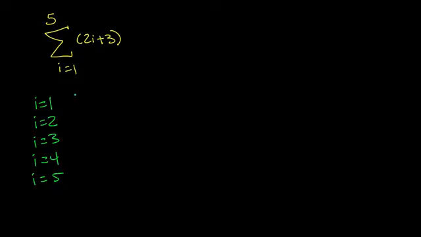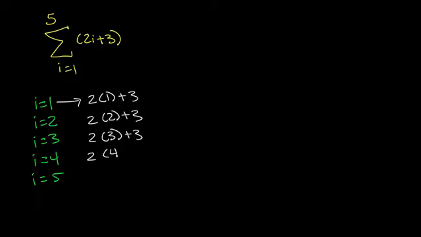What do I do to i equals 1? I do what I'm told to do to any i by this symbol. So in this case, I take it, I multiply it by 2, and then I add 3. Here I get 2 times 1 plus 3. Here I get 2 times 2 plus 3. Here I get 2 times 3 plus 3. Here I get 2 times 4 plus 3. And here I get 2 times 5 plus 3.